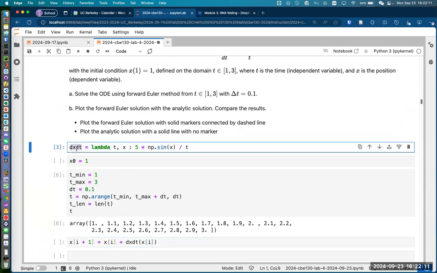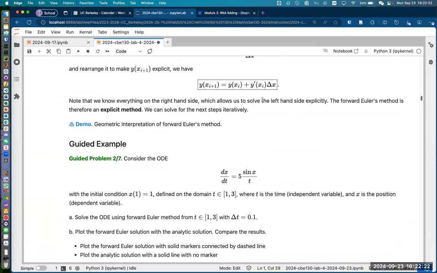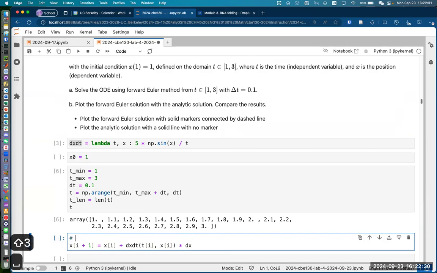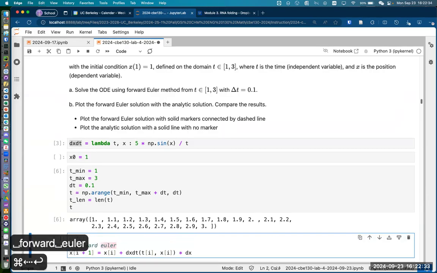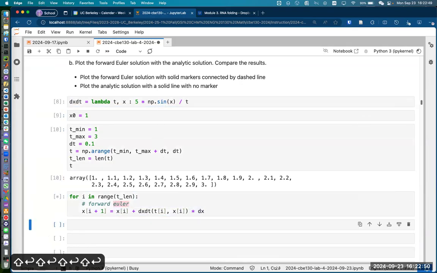And then because this derivative takes t and x, x is the second input, and the first input is t, and t should be t of I, multiplied by the dx. And this will be the forward Euler implementation. And we want to loop this through all the time steps. So for I in range, the length of t, so t length, we will go through this loop. But if you run this, it will give an error because we haven't defined x yet.